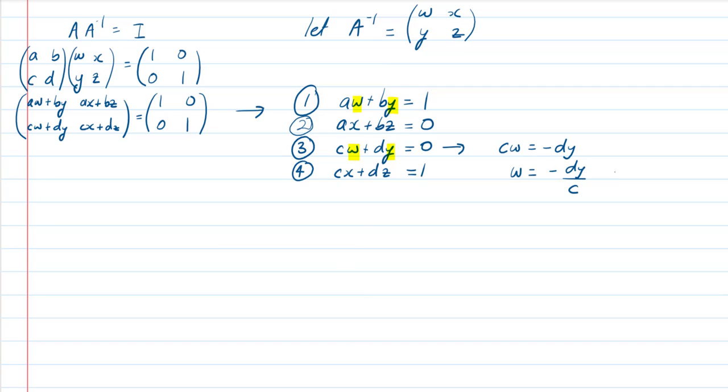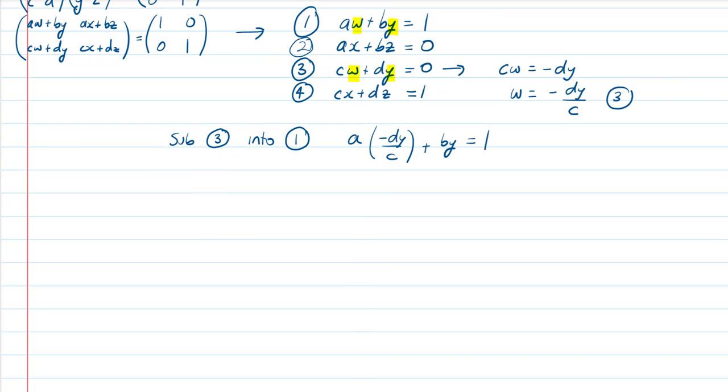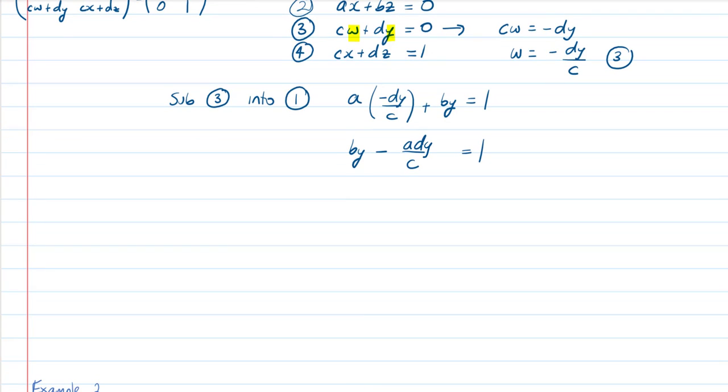Okay, so that's equation 3 still, and then I'm going to sub equation 3 into equation 1. And so now I get, instead of w, I'm going to substitute in what w is equal to. I get a times negative dy over c plus by equals 1. And I'm taking my time a little bit here, so bear with me. I'll write it down as by minus ady over c equals 1. I'll just swap them around. Oh sorry, there should be a y there as well, and put the a in as part of that.